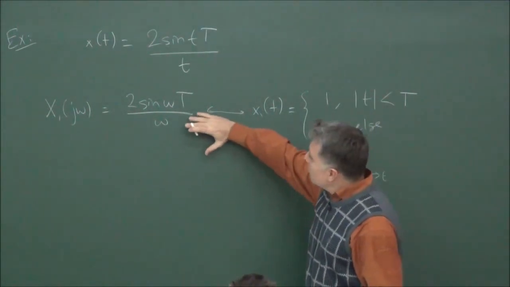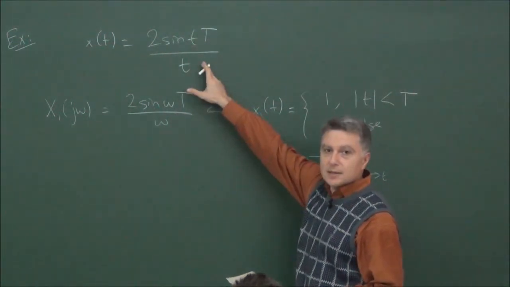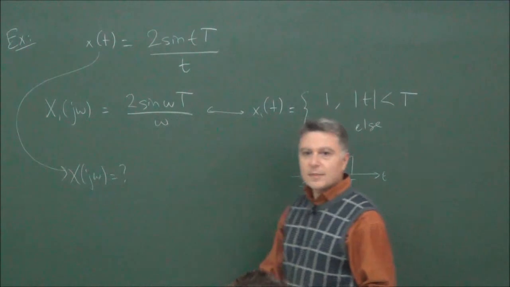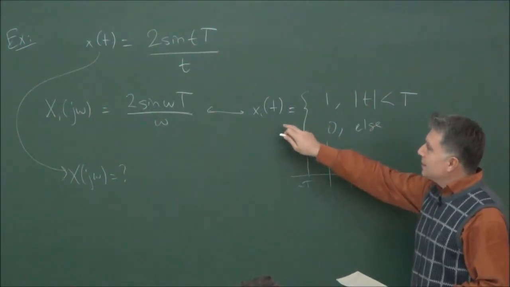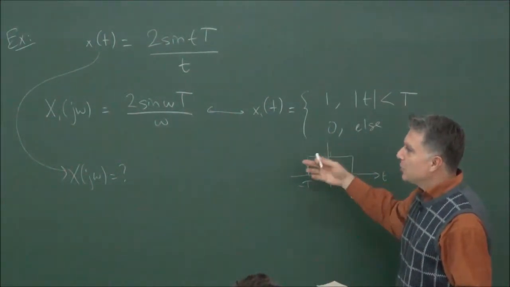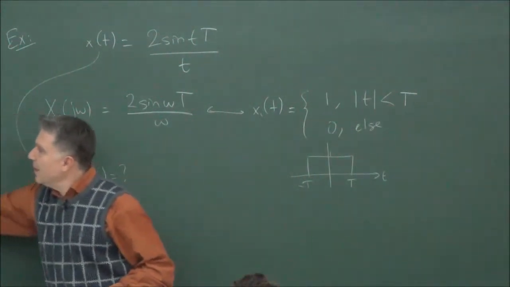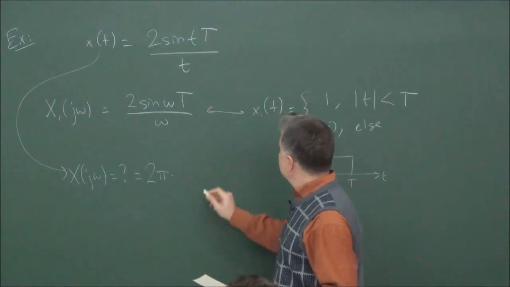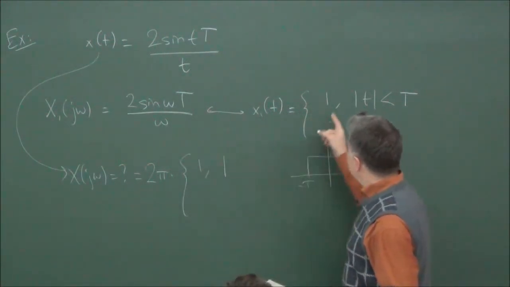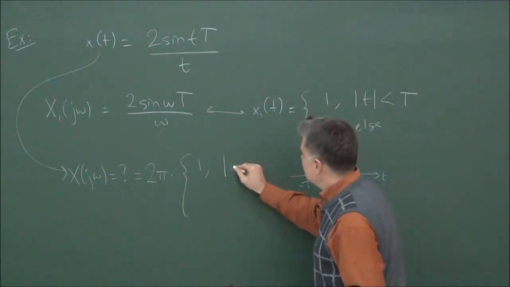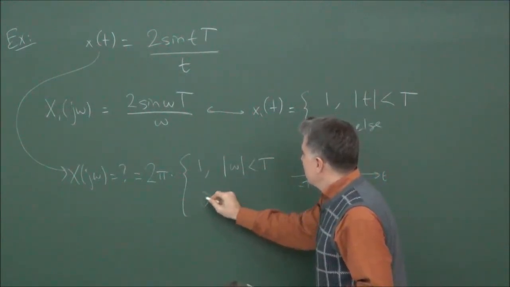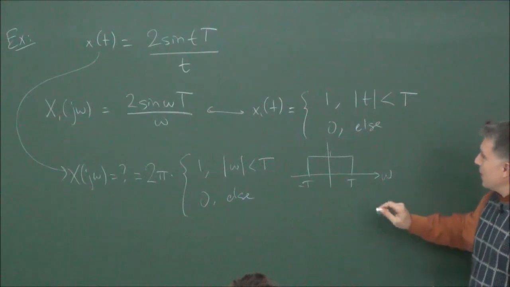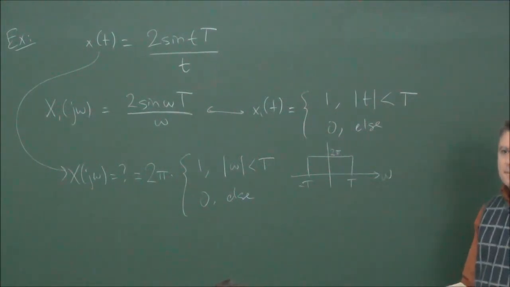Now, I'm asking you a question which just replaces the frequency axis with a time axis like this. Then what is the Fourier transform of this? How do you find it? You find it by looking at the original time signal here, and you just need to replace t by j omega from this property and scale everything by 2 pi. So the answer is x of j omega is equal to, quite simply, 2 pi times this thing, 1. But not when t is less than capital T, of course. That's not t anymore, it is omega less than capital T and 0 else, which is the same figure, but you just replace t by omega and you multiply everything by 2 pi. That's how you do it.